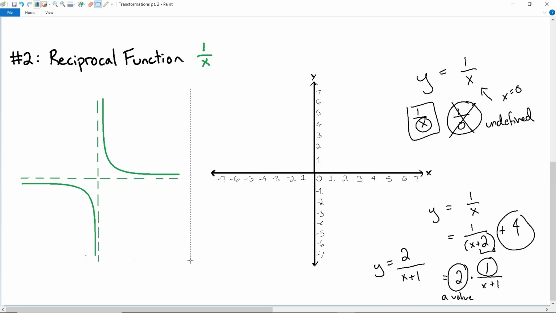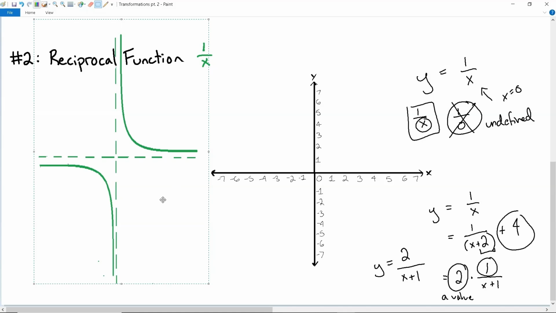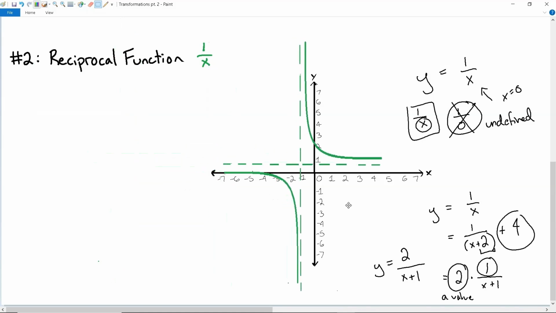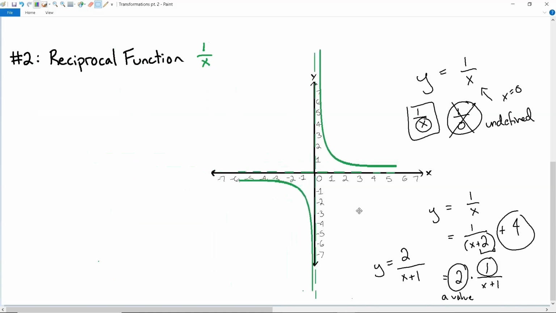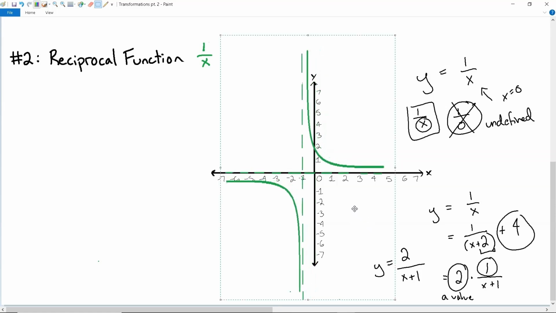So here, if I saw a 2 as my numerator, I know that's going to be a vertical stretch, and that's going to look something like that. But we also have a shift of 1 unit to the left, so it would end up like that.